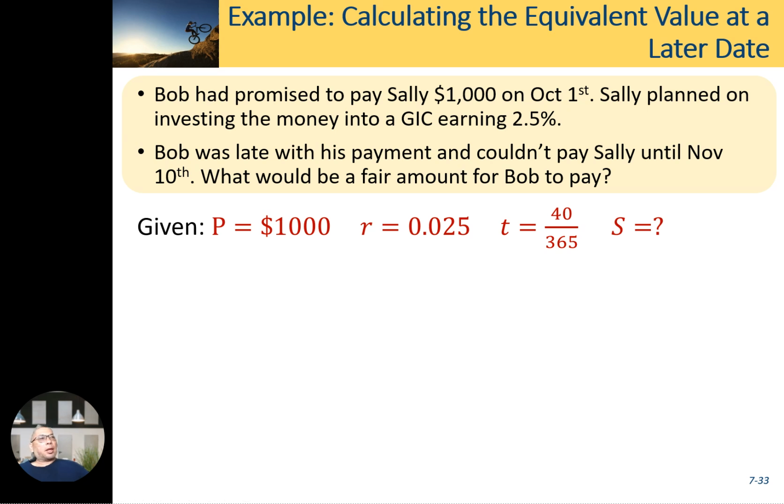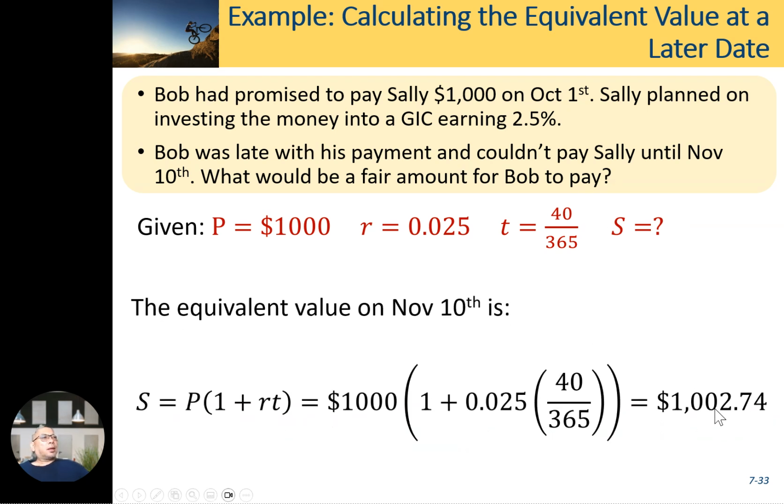So when you plug in the numbers, you get 1002.74, using this formula. Remember, this 40 comes from October plus 10 days in November. So you get 40.